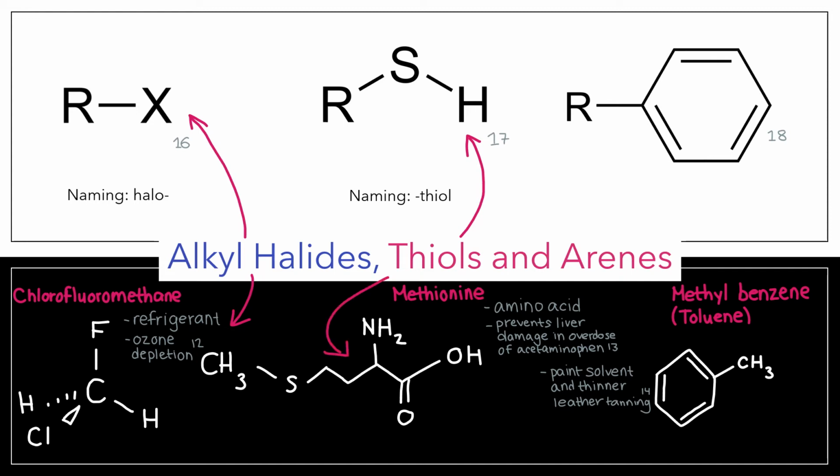So an example would be methionine. It is actually a type of amino acid, and it prevents liver damage in the case of overdose of acetaminophen or Tylenol. So methylbenzene, toluene, is the example of our arene, and it is commonly used in paint solvents and thinners, and also in leather tanning.